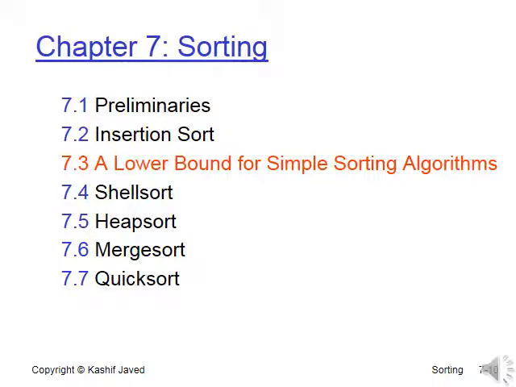Let's look into the lower bound for simple sorting algorithms. We need to remind ourselves that the upper bound is the maximum time a program can take to produce outputs, which is the worst case scenario, and the lower bound is the minimum time a program will take to produce outputs, which constitutes the best case scenario.